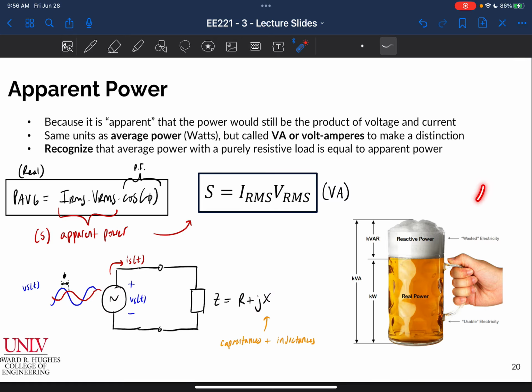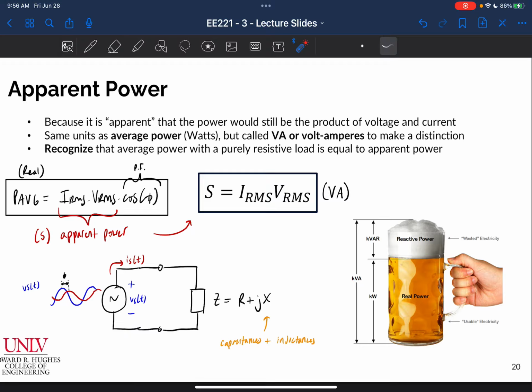And so I don't know how you feel about this analogy. I think it's pretty good at getting the gist that there's a total volume of beer in this glass, but only this amount is actually beer that you're going to drink and enjoy. Maybe you enjoy the foam too.